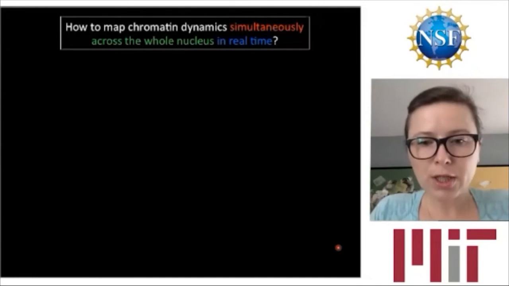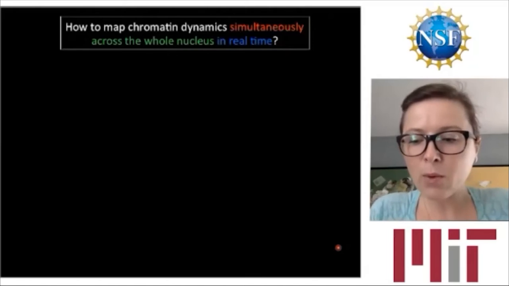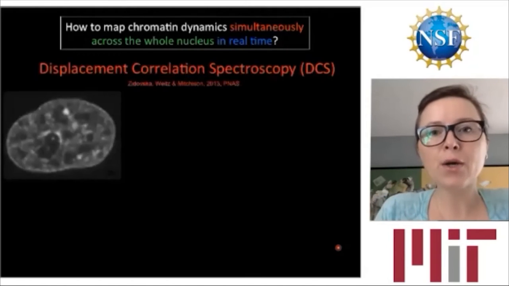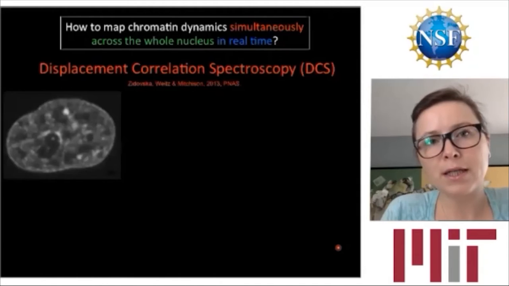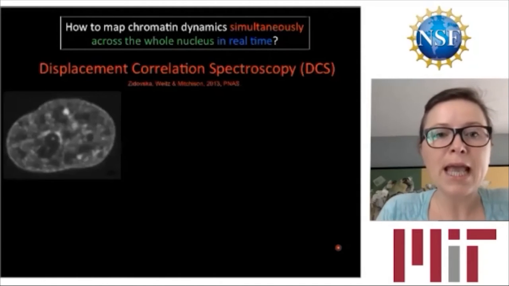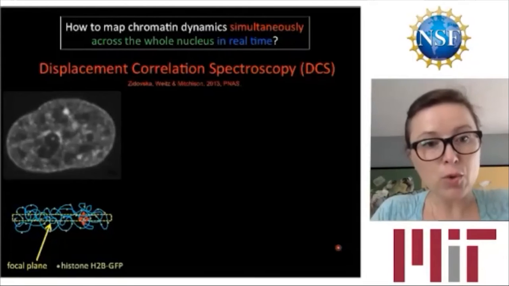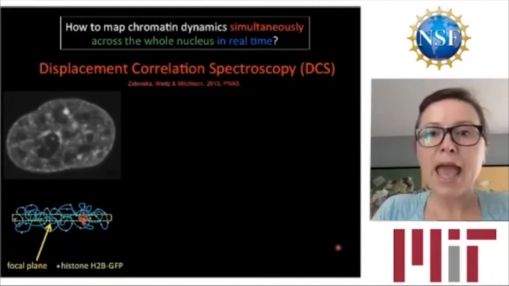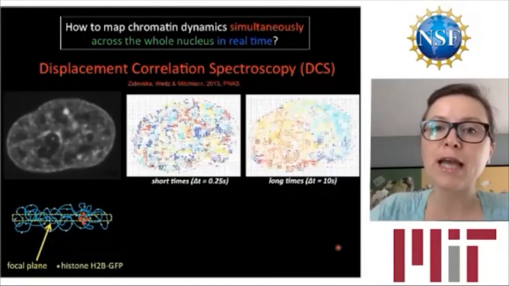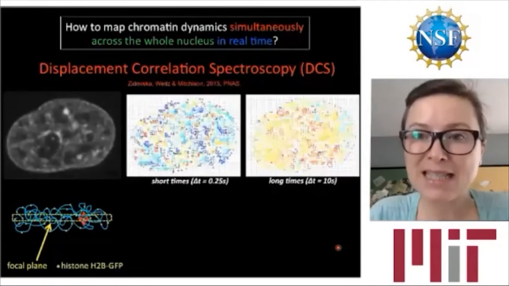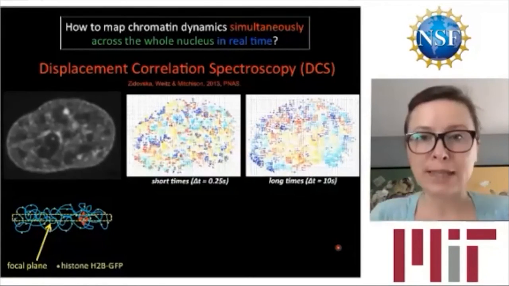So the question when I entered this field was, how could I do that? Together with Dave Weitz and Tim Mitchison at Harvard, we developed a displacement spectroscopy that uses fluorescently labeled chromatin, using histone H2B, and their motion for actually measuring maps of displacements of chromatin across the entire nucleus in real time.